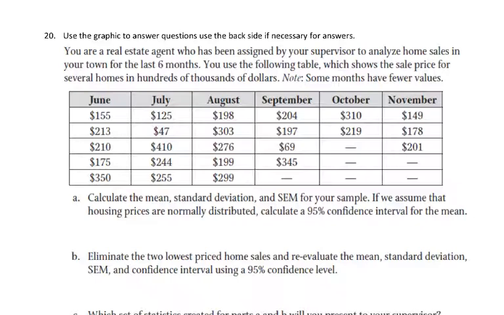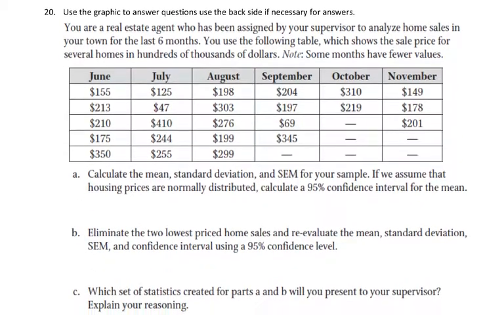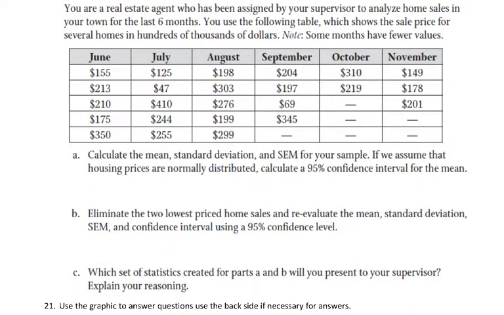So you are a real estate agent who has been assigned by your supervisor to analyze home sales in your town for the last 6 months. Use the following table, which shows the sale price for several homes in hundreds of thousands of dollars. Note, some months have fewer values, obviously. So we want to calculate the mean, the standard deviation, and the SEM for your sample. If we assume that housing prices are normally distributed, calculate a 95% confidence interval for the mean.